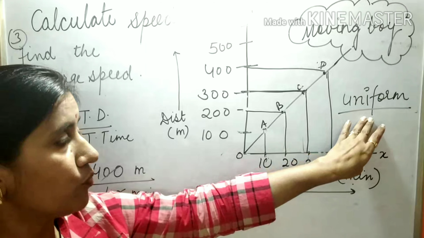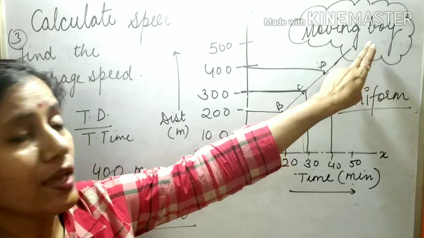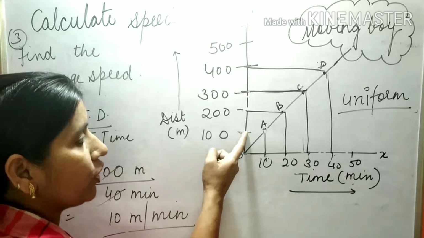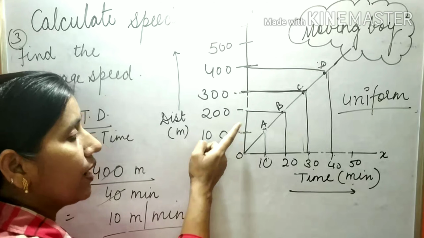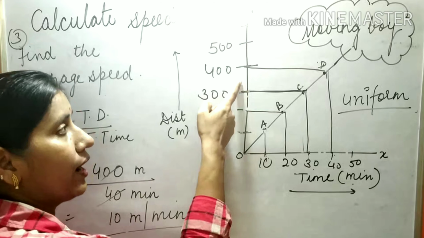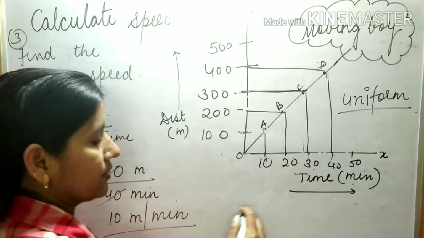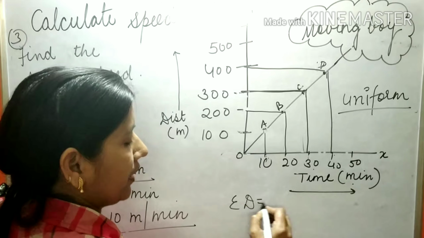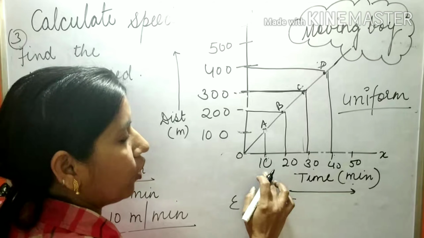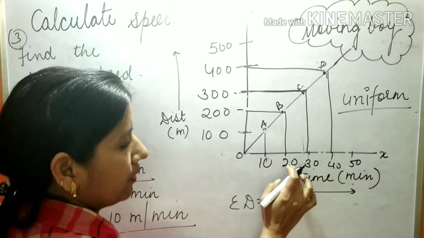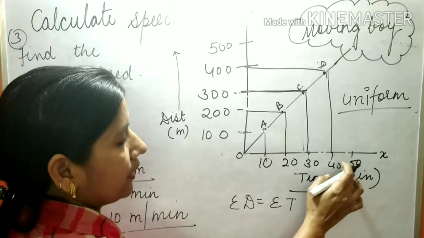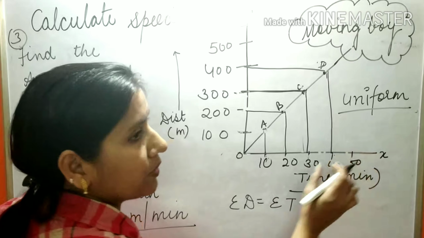Uniform motion. Why? Because the boy is traveling equal distance, 100, 100, 100, 100, in equal intervals of time: 10, 10, 10, 10. हर बार क्या हुआ? 10 बढ़ रहा है. ठीक है.